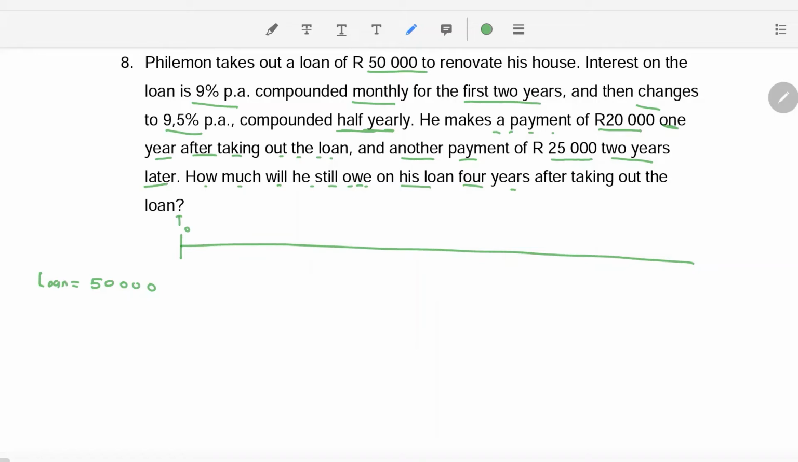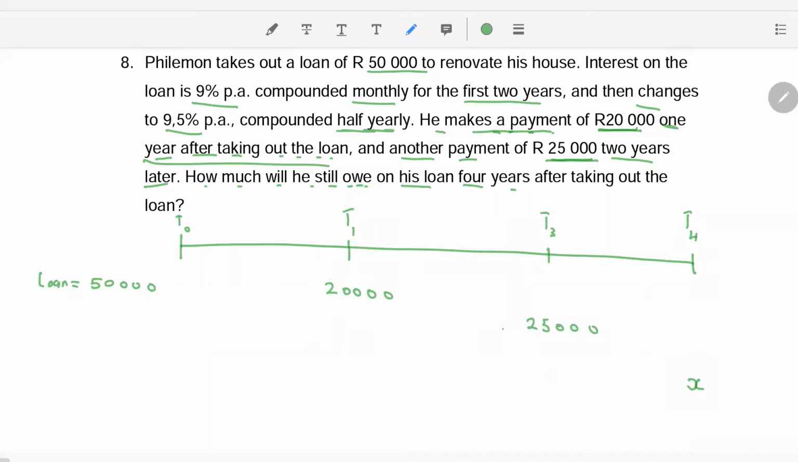So let's deal with the transactions first before the interest rates. He makes a payment of 20,000 1 year after taking out the loan. So at T1, this person makes a payment of 20,000, and another payment of 25,000 2 years later. So 2 years later, that would be at T3. This person makes a payment of 25,000, and he has to pay an outstanding amount. Let's say the outstanding would be X amount.